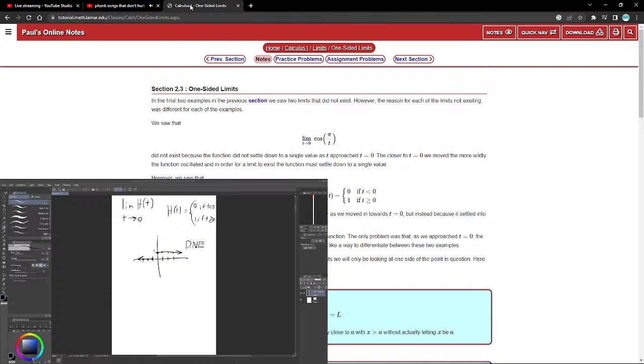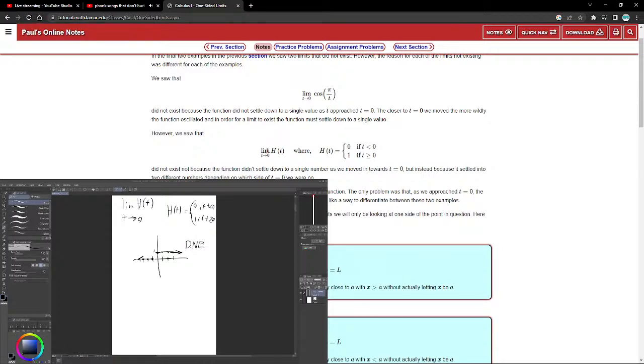In the final two examples in the previous section, we saw two limits that did not exist. However, the reason for each of the limits not existing was different. The limit of cos of pi over t as t approaches 0 did not exist because the function did not settle down to a single value as t approached 0. The closer to t equals 0 we moved, the more widely the function oscillated. In order for a limit to exist, the function must settle down to a single value.